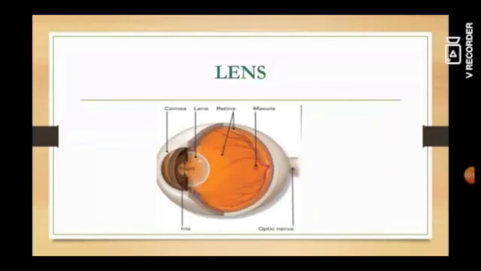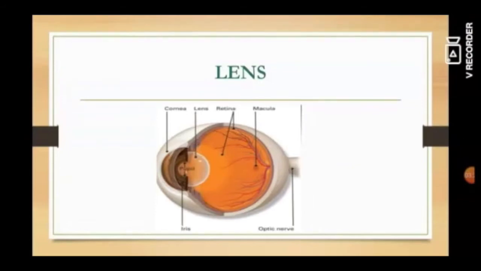Number 4, eye lens. Students, you all know that our eye has a biconvex lens which is present just behind the pupil. This lens focuses the light rays coming through it in order to create the image. And you know that the image that is created is real and inverted. This image is formed on the retina.